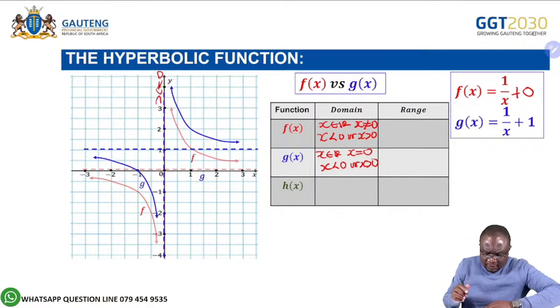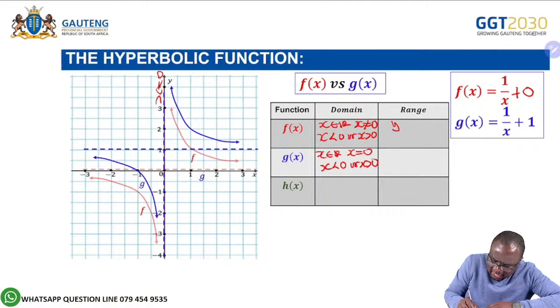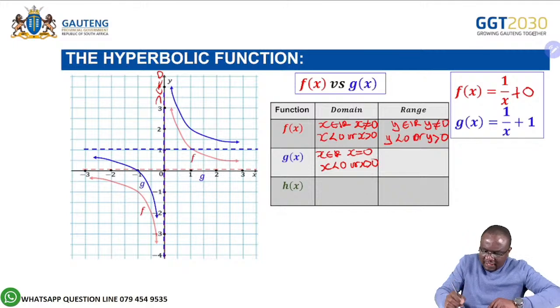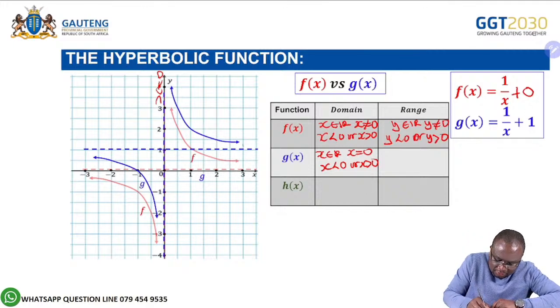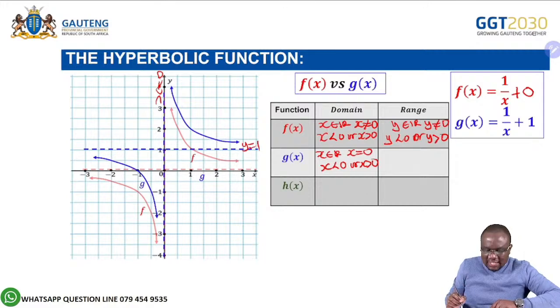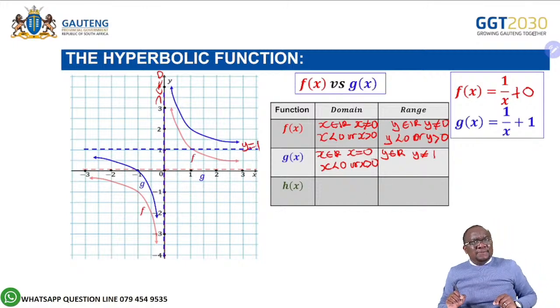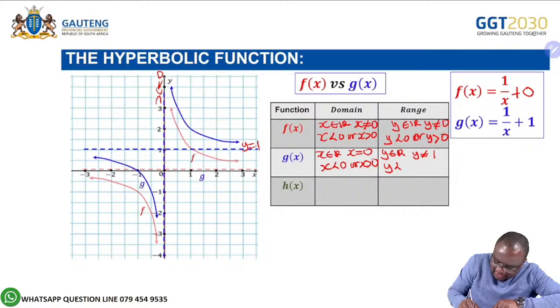Let's check the range. The range now is y is an element of real numbers, where y cannot be equal to 0 for f of x, or you can say y less than 0 or y greater than 0. But now g of x, the asymptote is y is equal to 1. So the range is now y is an element of real numbers, but y cannot be equal to 1. Do you see that? Or you can say y is less than 1 or y is greater than 1.